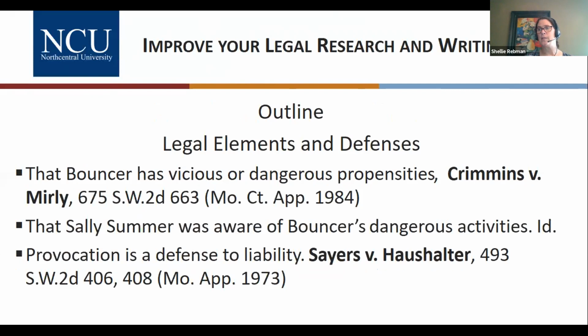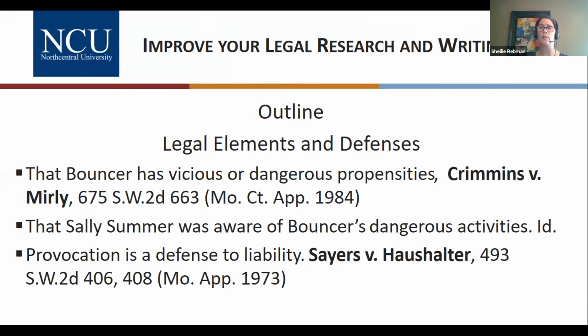So the easiest way to begin a research and writing project is to develop an outline. Outlining your thoughts before you start writing helps you draft a clear, well-organized document that easily and understandably flows from one issue to another. The more complex an assignment, the more detailed your outline should be. A good starting point for your outline in this hypothetical case is to identify and list the legal elements and any defenses to the legal cause of action.